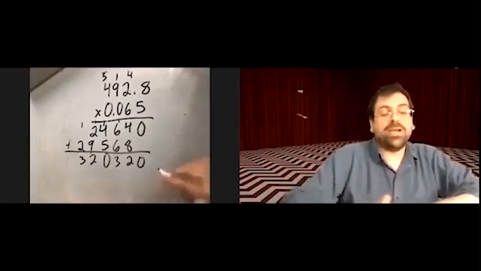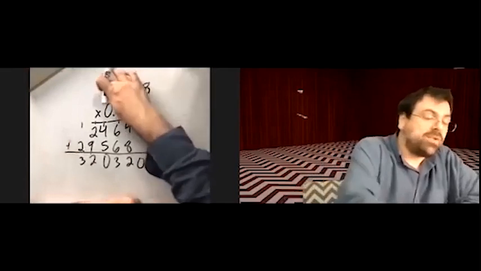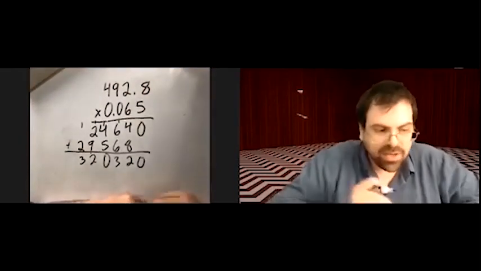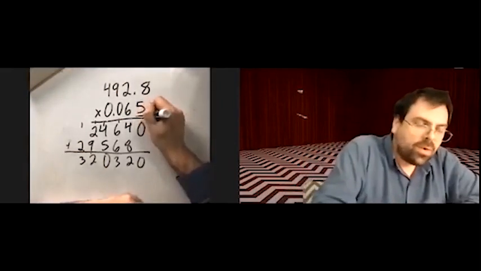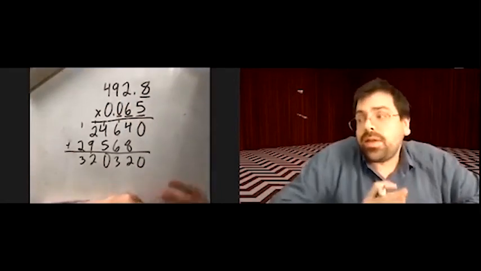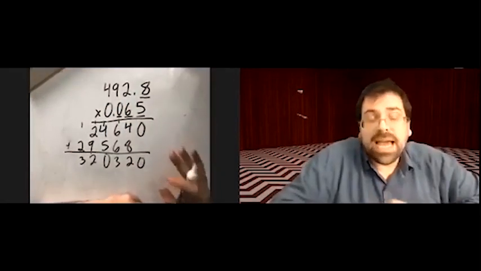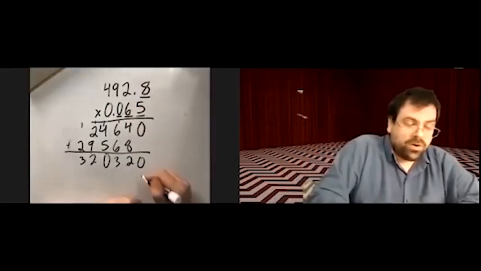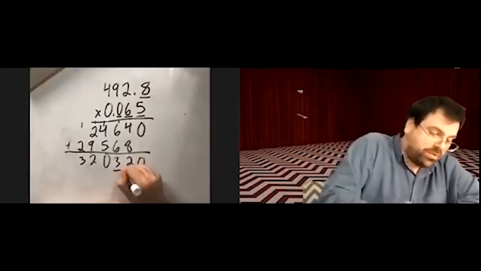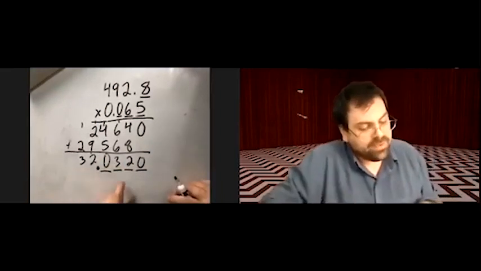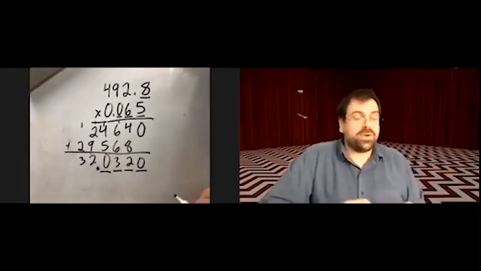Where does the decimal point go? What's our last step? What's the new thing for multiplying decimals that we didn't do before? It's the counting: 1, 2, 3, 4. The counting of how many places we have to the right of decimal points. So 1, 2, 3, 4. 32.0320 would be the correct answer here.